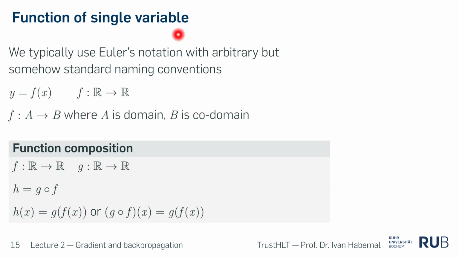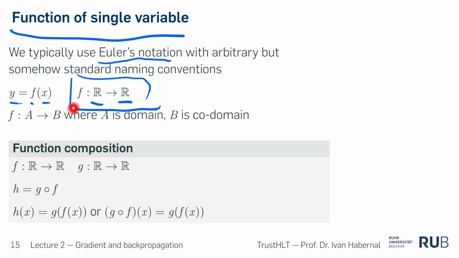Okay, so we have a function of a single variable. Everybody knows that. So we're using this Euler's notation, and the naming of this function is very arbitrary. We're using f for the function, x for the input, and y for the output. Could be anything, but usually we're using these three letters, okay? And the function is from some domain to some codomain. Real numbers to real numbers. So let's stick to these real numbers to real numbers functions, okay?